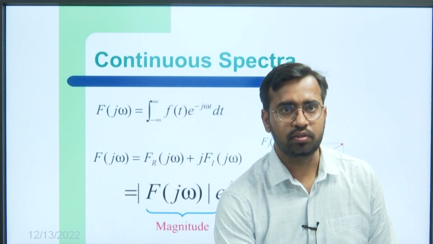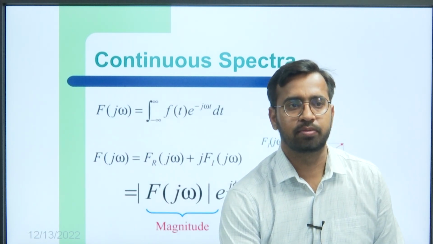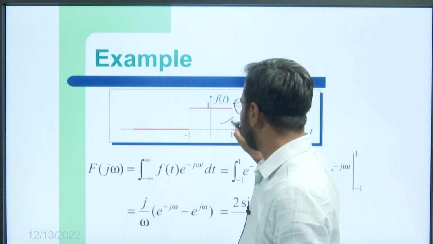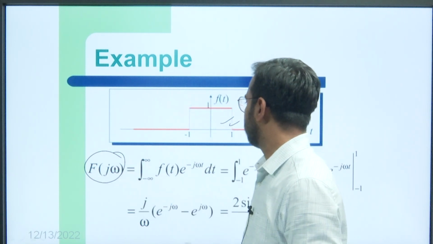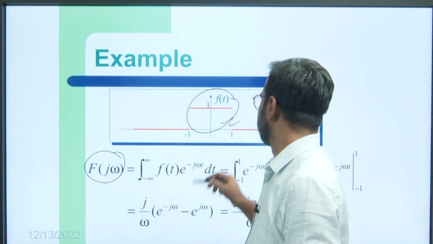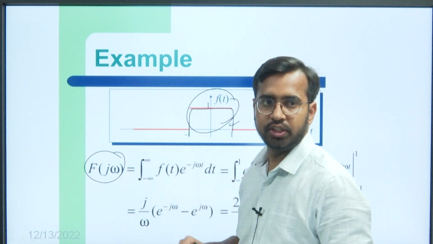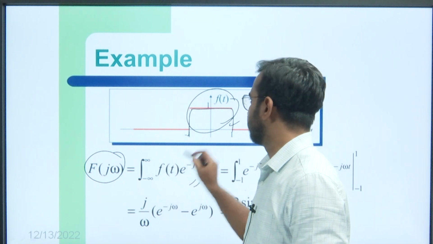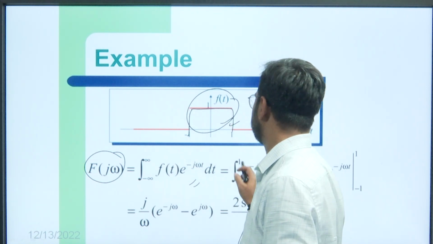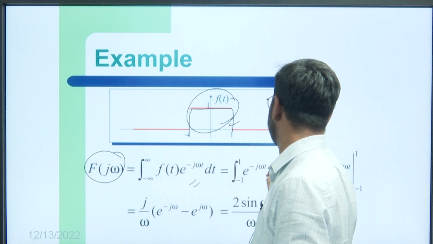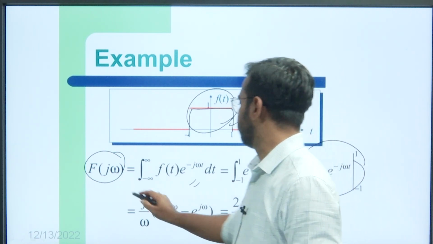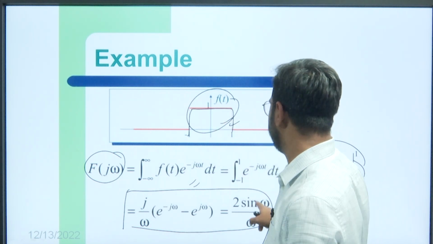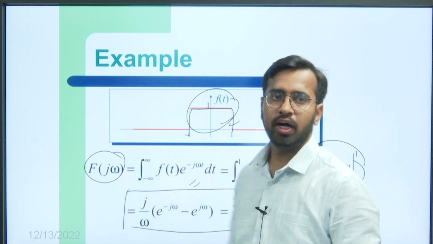Next. So this is again a continuous spectrum, and this is an example. Suppose you want to find the Fourier transform of this function, a unit pulse which is from -1 to 1. How will you find it? Keep here the function f(t). It exists between -1 to 1. So we keep here e to the minus j omega t dt, and it will come like this. So basically a pulse is represented in Fourier transform as 2 sin omega by omega.